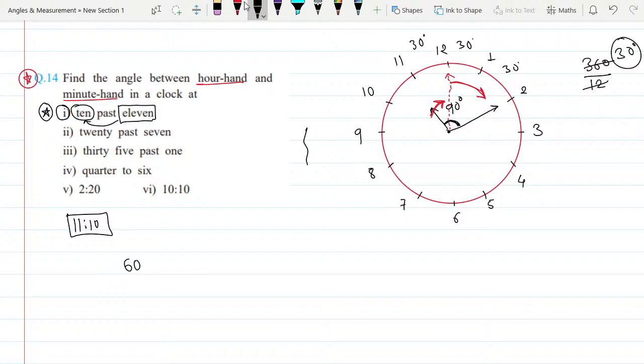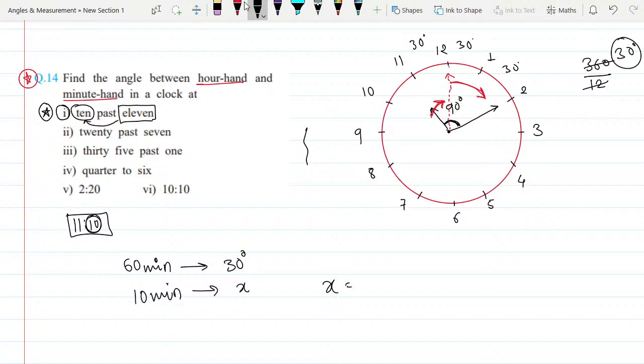Sorry, I will write it like this. For 60 minutes, when the minute hand rotates, okay, that is a total of 60 minutes. Then we will have 30 degree movement in the hour hand. Yes or no? For 60 minutes we have 30 degree movement in the hour hand. How much do we have to move? We have to move 10 minutes. So for 10 minutes, how much will the hour hand move, so that I have to find.